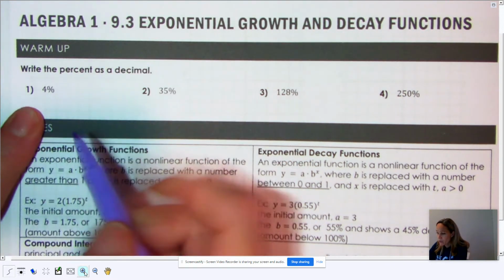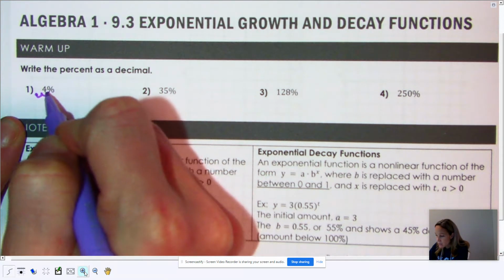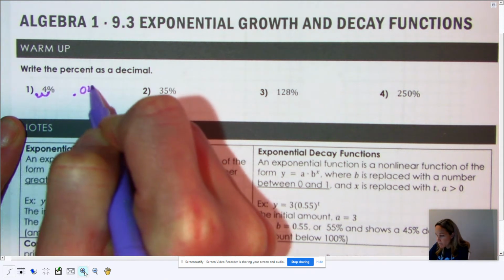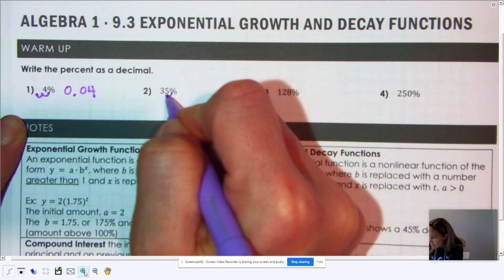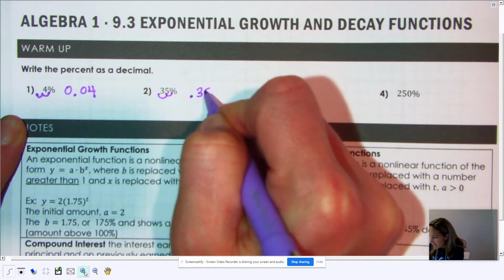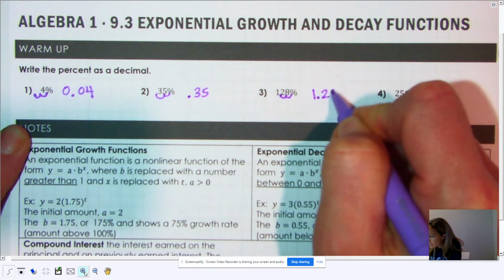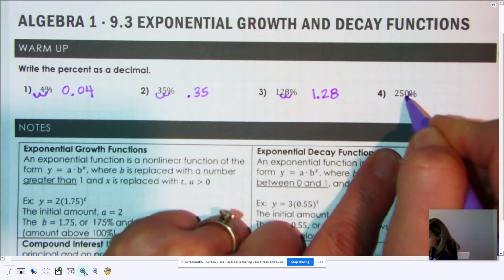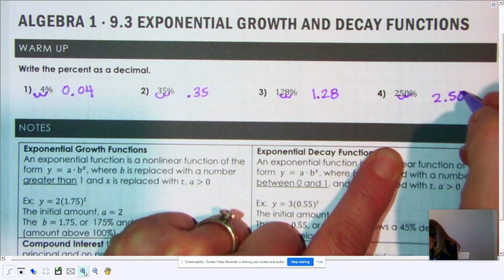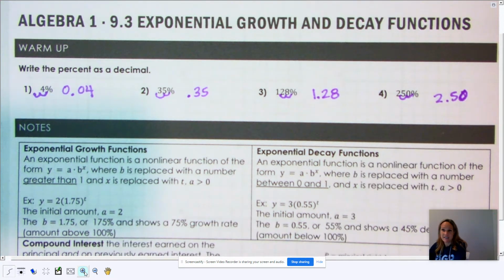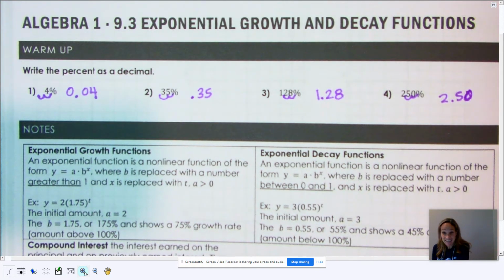And so remember that we move the decimal 2 places to convert from a percent to a decimal. So we have 0.04. You can put a 0 out in front there too if you want. And then for 35%, you would have 0.35. For 128%, you would have 1.28. And for 250%, you would have 2.5. You could either leave the 0 on there or leave it off because it's at the end. Sorry, my book was kind of sideways, so that's why it does not look like a 0.